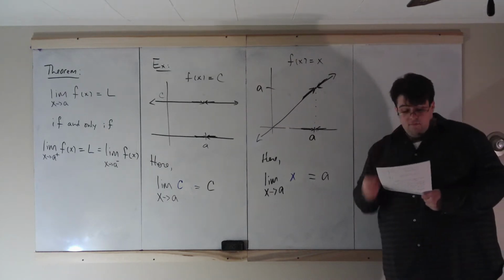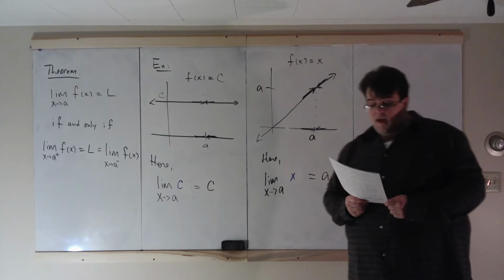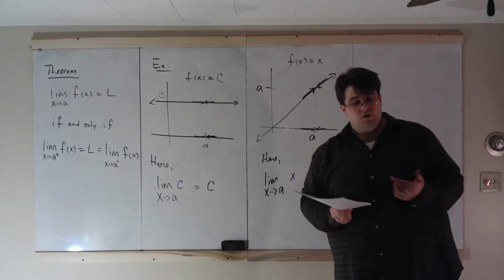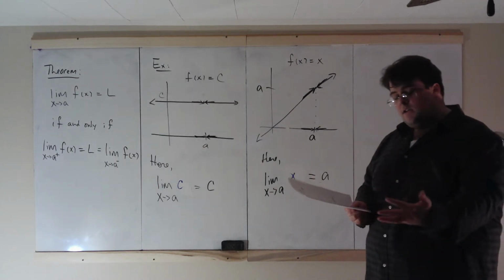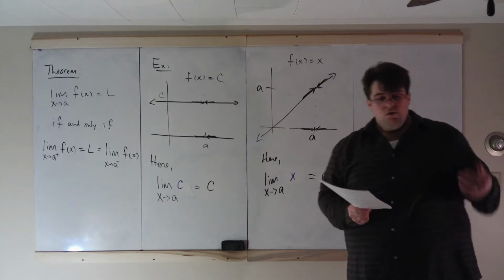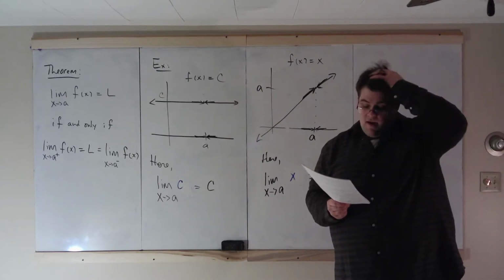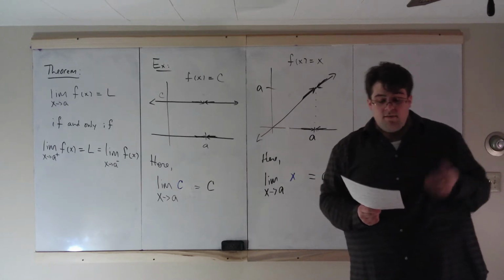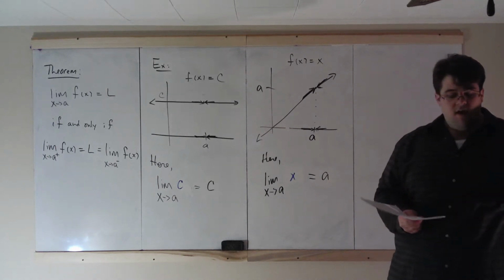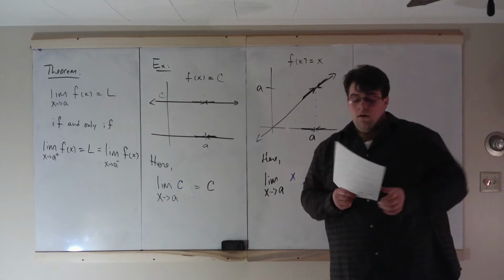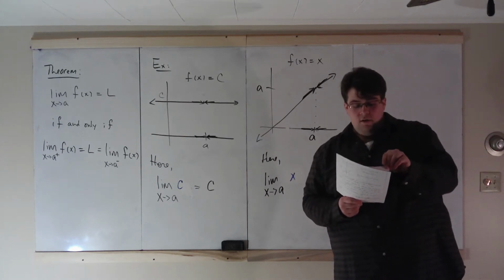Now next, rule 3. The limit of a sum or difference of functions. So if you have two things added together and you're taking their limits, you could do them one at a time. So limit as x approaches a of f plus or minus g is limit as x approaches a of f plus or minus limit as x approaches a of g.